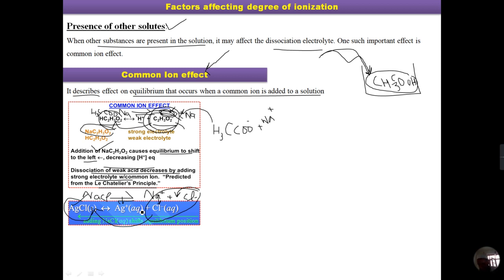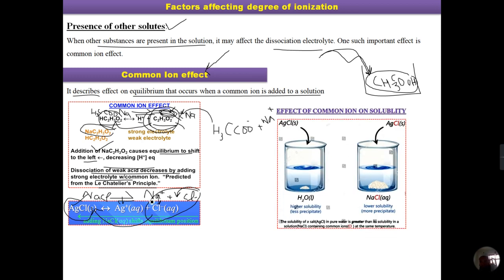Now to understand the common ion effect further, let's look at this beautiful diagram. It says the effect of common ion on the solubility. So this common ion effect not only suppresses the dissociation, but also brings an important thing, that is it decreases the solubility, it increases the precipitation. Look, this was the silver chloride solution we just discussed. This is silver chloride dissolved in pure water. This is silver chloride dissolved in a solution which contains sodium chloride.